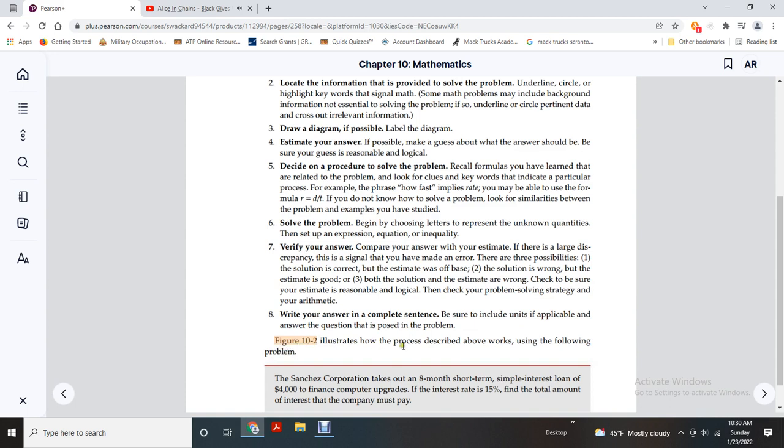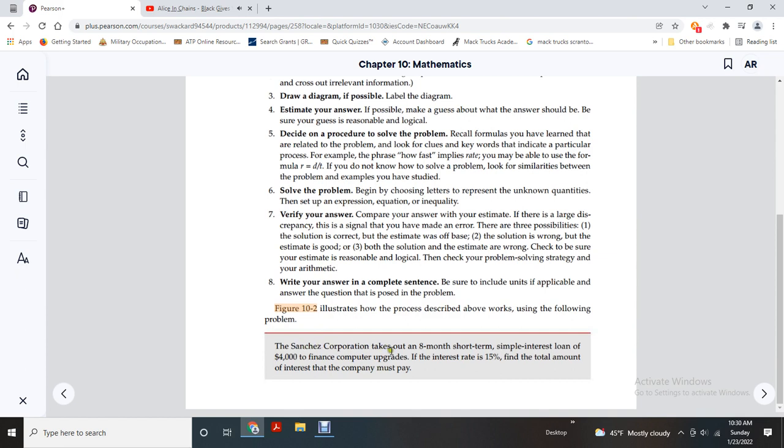Figure 10 illustrates how to use the process described above on word problems using the following problem. Sanchez Corporation takes out an 8-month short-term simple interest loan of $4,000 to buy five computers. Its rate is 15%. Find the total amount of interest the company must pay.